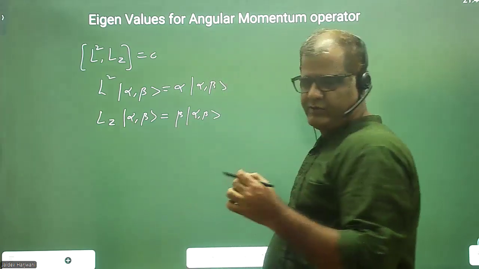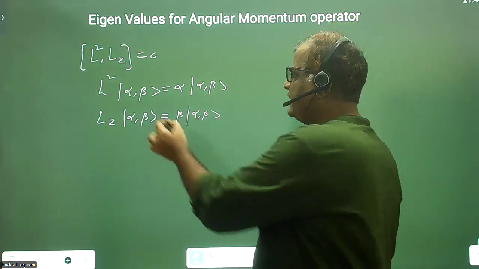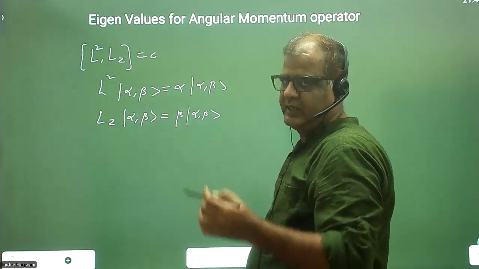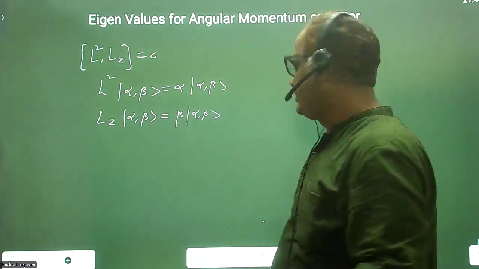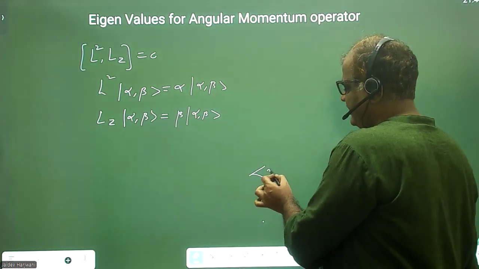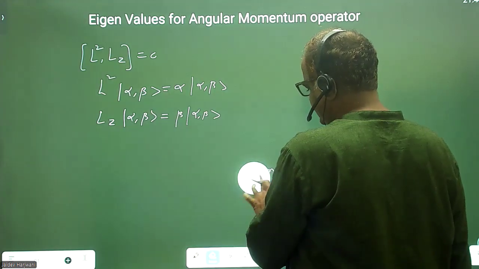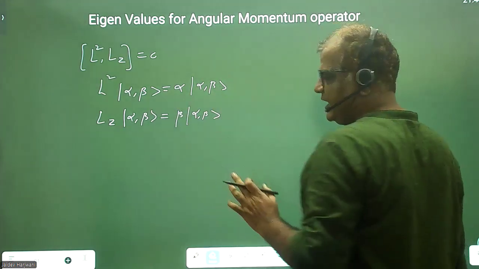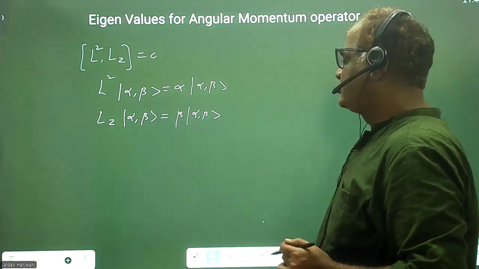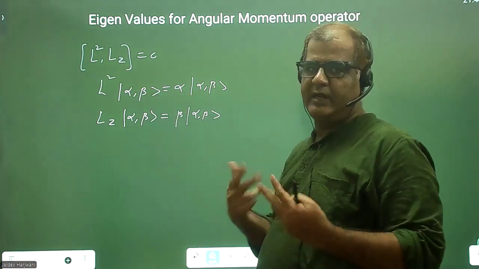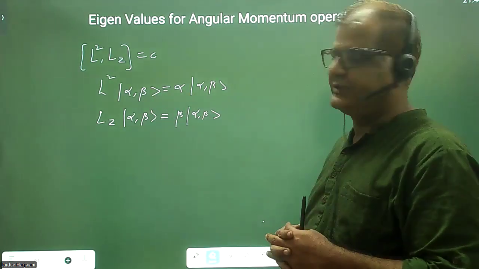Here I will use two indices for defining the state. In the case of the harmonic oscillator, you define the state only by n, but here we have two operators with the same eigenstate but different eigenvalues. So I am denoting the state by two indices, alpha and beta.